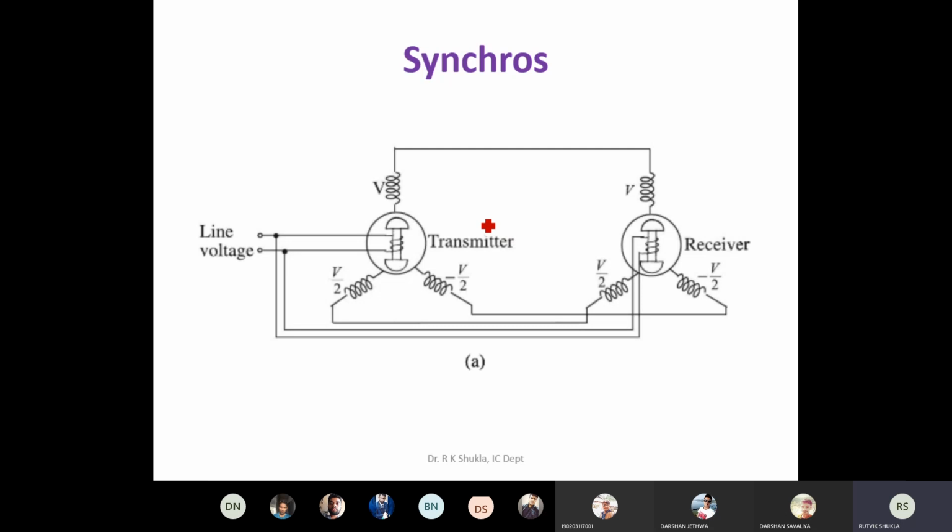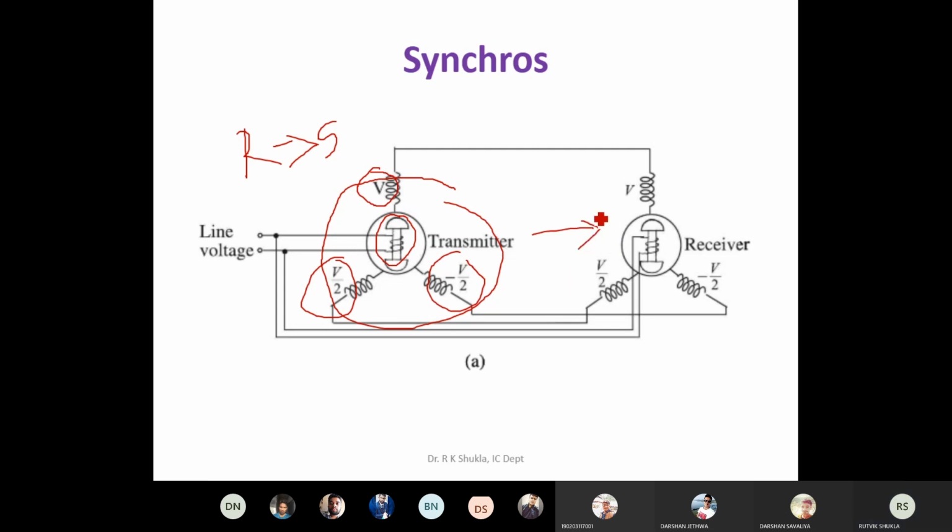Now this is what this says. Based on the position of the rotor, you are getting certain output on the stator side, 1, 2 and 3 types of the output. Clear? So based on the rotor, you are getting some stator outputs. On the other side, on the receiver side, based on the stator voltage, you are getting the position of rotor. It is also true.